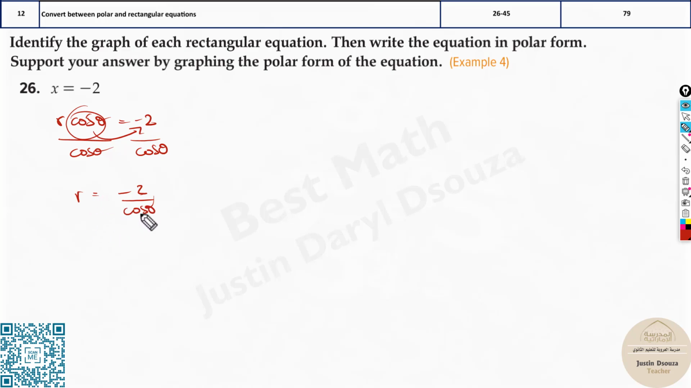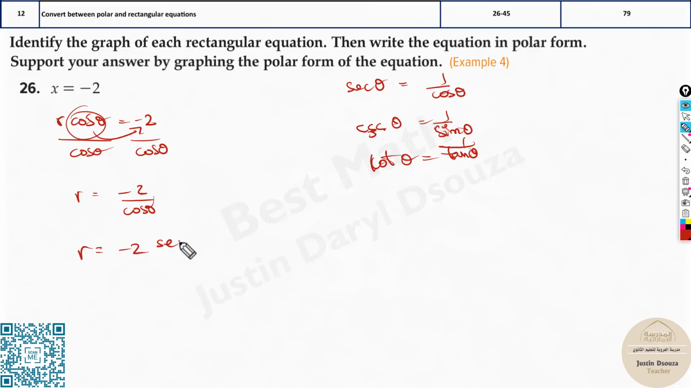And then here 1 by cosine theta. What are the reciprocal identities? Secant theta is equal to 1 by cosine theta. Cosecant theta, csc theta, is equal to 1 by sine theta. And then what do we have? Cotangent. Cot theta is equal to 1 by tan theta. So these are the formulas, right? We just use the reciprocal identity here. r equals minus 2. What is 1 by cosine? It is secant theta. That is the final answer.